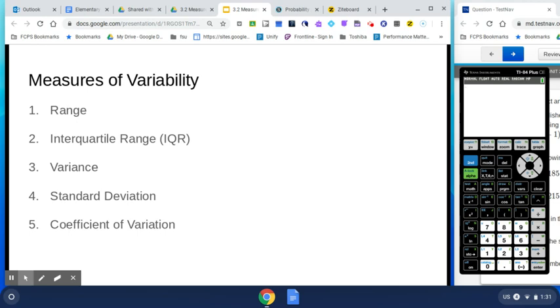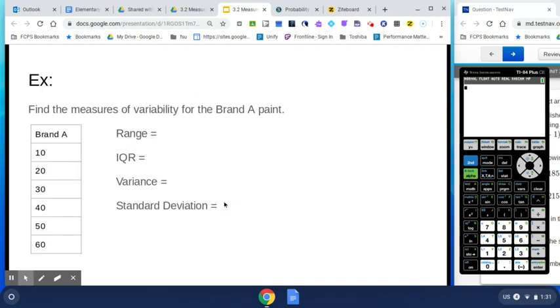We're going to have a couple of examples where they're asking us to compare 2 different variables with different units, and that's when we're going to use the coefficient of variation, or the CoVar. Okay, so let's take a look at those first 4 measures. We're going to use brand A paint to talk about how we find all 4 of those measures.